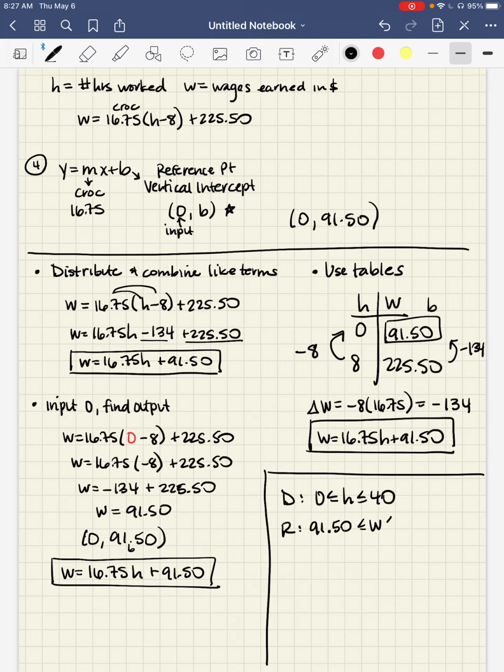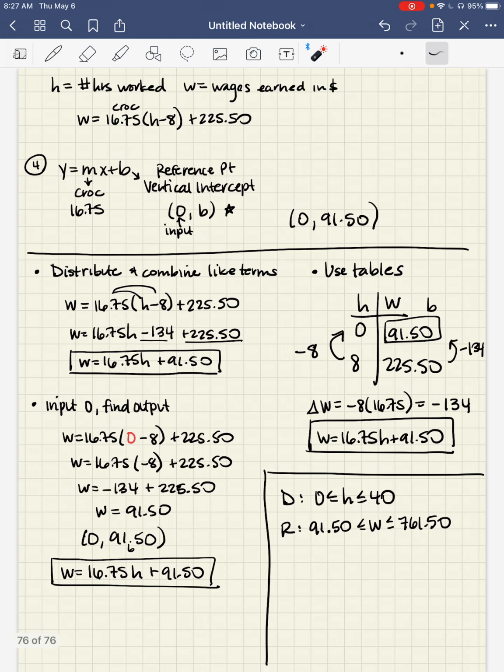And then, and I think most of you guys did this, if I input 40 hours for H, we find that they make $761.50. And again, you get that by putting 40 in for H and simplifying in any of the four versions of my formula I have written there. So that's the only thing to be careful of. That's where I saw several people just write 0, but really it should be 91.50.